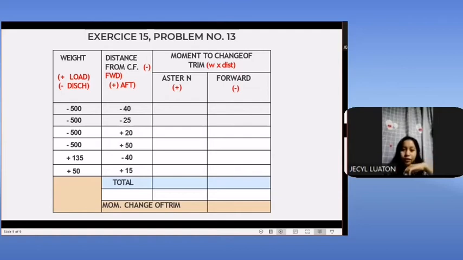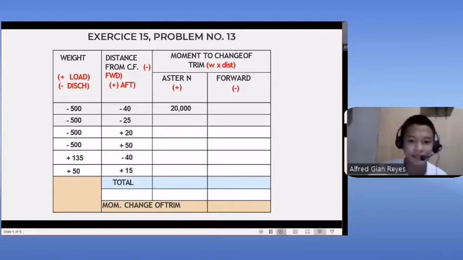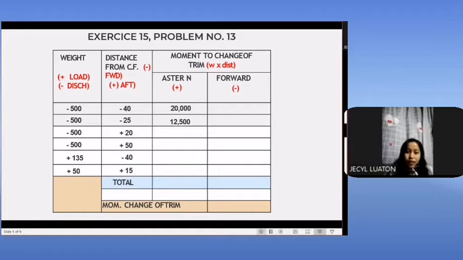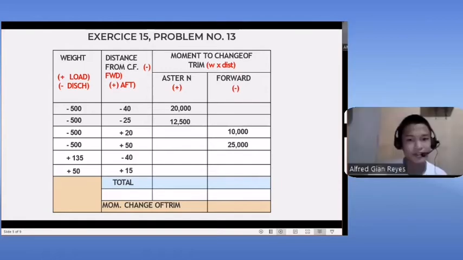So for the moment of change of trim, we have weight times distance. Negative 500 times negative 40 is equal to 20,000, which is astern. Negative 500 times negative 25 is equal to 12,500. Then negative 500 times positive 20 is negative 10,000, which is forward. Then negative 500 times positive 50 is negative 25,000.